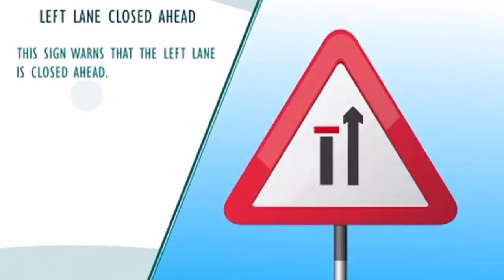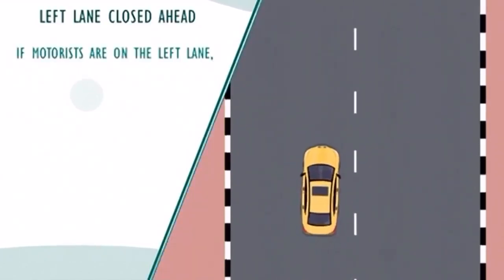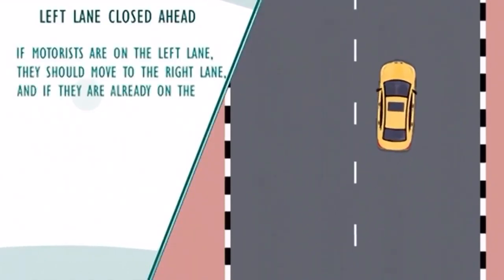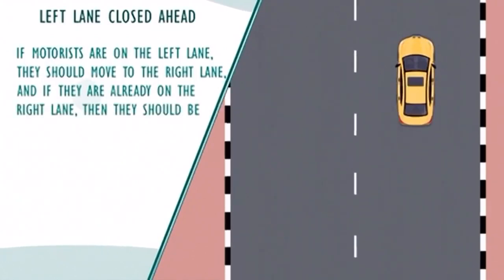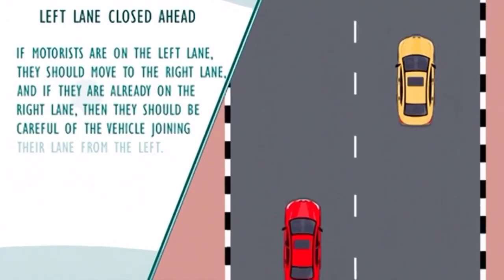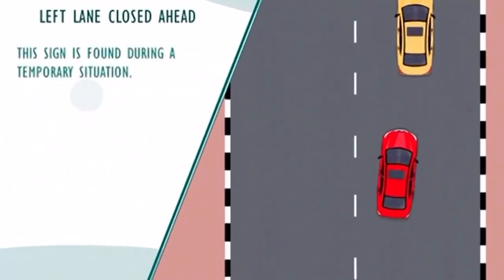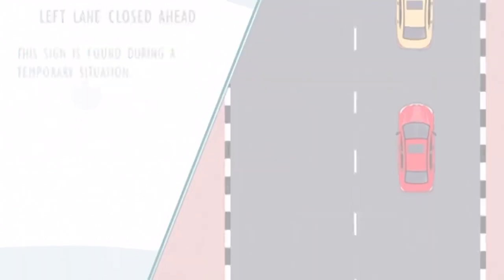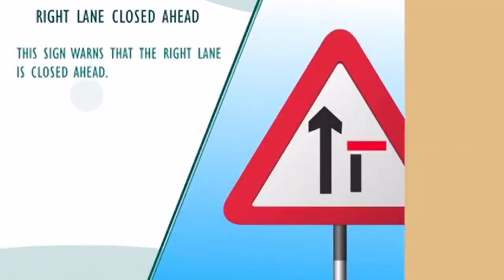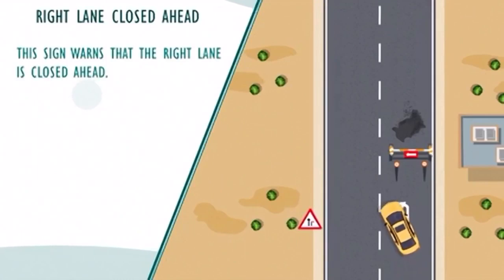This sign warns that the left lane is closed ahead. If motorists are on the left lane, they should move to the right lane, and if they are already on the right lane, then they should be careful of vehicles joining their lane from the left. This sign is found during a temporary situation. This sign warns that the right lane is closed ahead. Motorists must take precautions to deal with the situation accordingly.